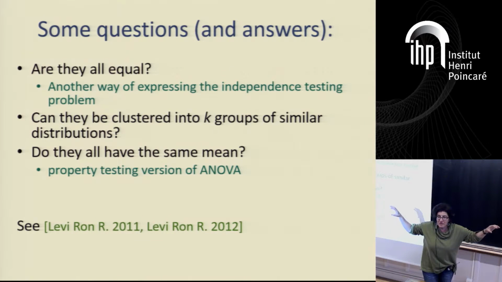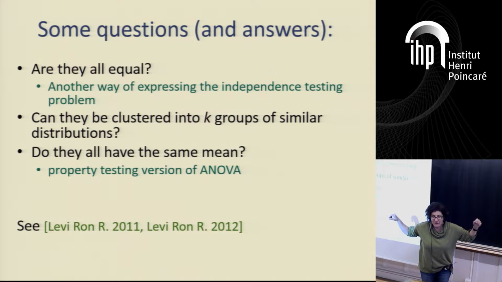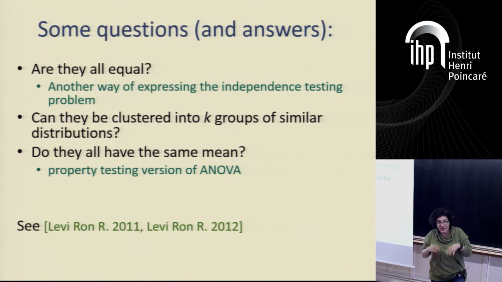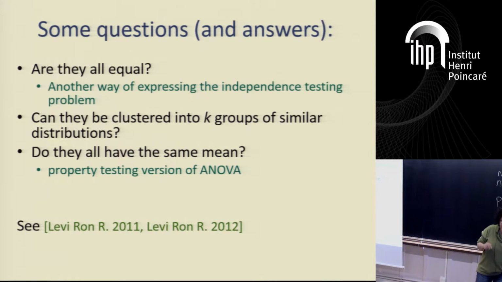Here's another question you could ask. Do all these distributions have the same mean? Do they have similar means? You want to pass distributions where they all have similar means, and you want to fail distributions where you have to change them a lot to make them have similar means. It's kind of like ANOVA, but it's different in two ways. One way makes it harder, one way makes it easier.